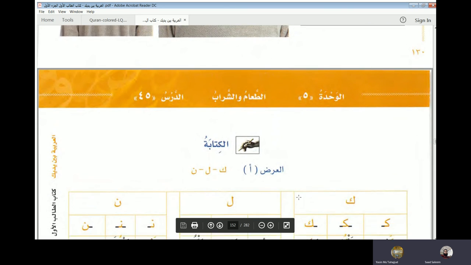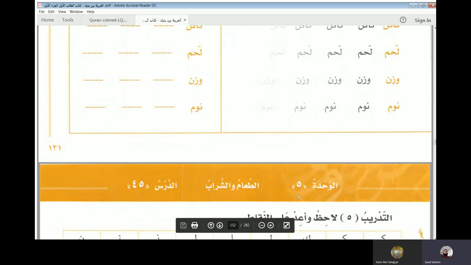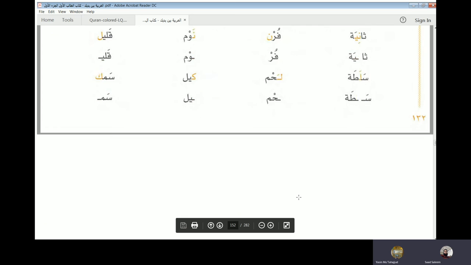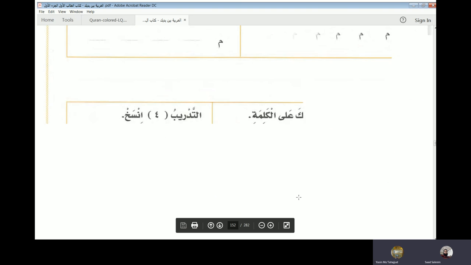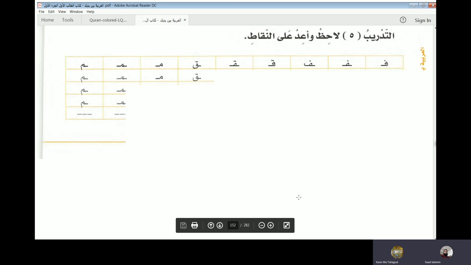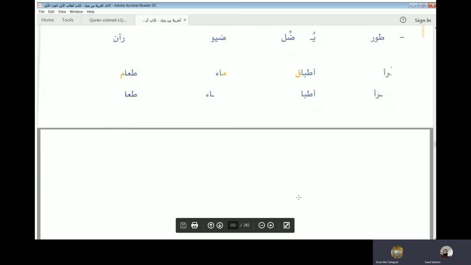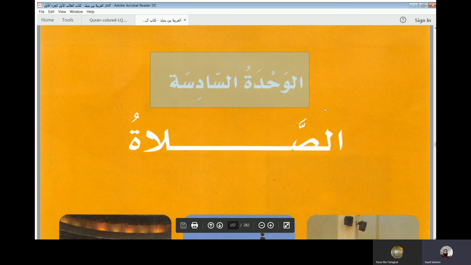Okay, good. Next, we have writing exercises. We'll skip all these. You can solve these exercises if you want and send them to me. I will check them. These exercises are for writing practice only. If you don't understand anything, feel free to ask. Next, we have the sixth lesson. Inshallah, we'll start it next time.